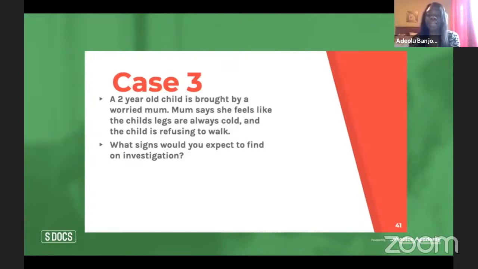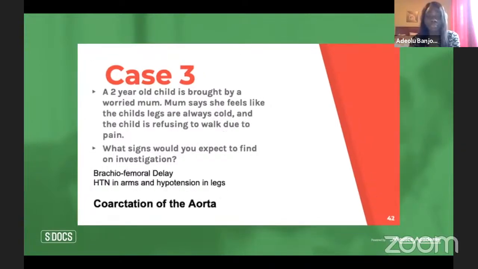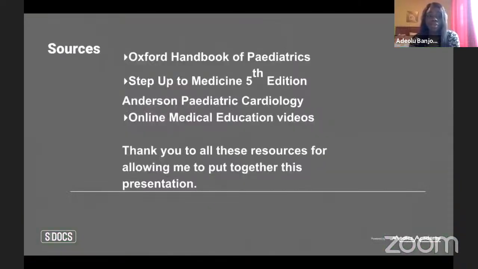So one thing you'd want to at least have on your differential list is a coarctation of the aorta. For signs that you would expect to find on investigation, you would have a brachiofemoral delay, again, just feeling that brachial pulse, comparing it to the femoral pulse. And you would also find hypertension in the arms and hypotension in the legs. So that is the end of the congenital heart disease teach.